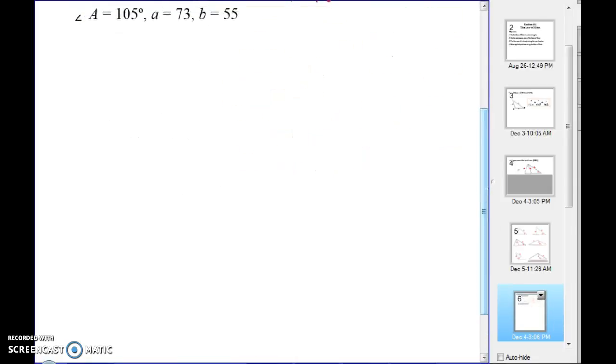So, if angle A is 105 degrees, we draw this diagram like so. I might actually draw angle A to scale, so it's not too simple because it's 105 degrees. And then side a is 73, side b is 55. I'm trying to figure out how many triangles are possible. So I'm going to do the same thing I did and just pull off sides.